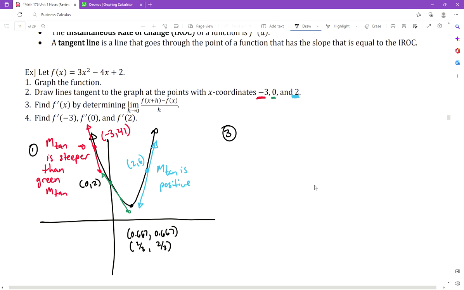Okay, so number 1 and 2, 1 and 2 is all this in the picture. All right, number 3 is to find f prime of x, so the derivative, by doing this limit. So we've got f prime of x equals the limit as h goes to 0 of this big fraction, f of x plus h minus f of x over h.